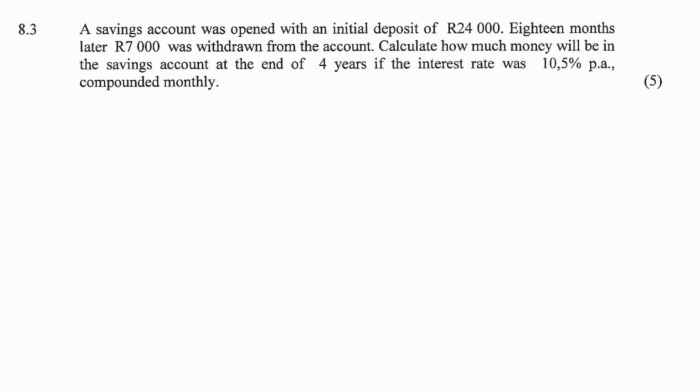A savings account was opened with an initial deposit of 24,000 Rand. Okay, so this is definitely for 5 marks. We're going to use a timeline. 18 months later, 7,000 Rand is withdrawn. Calculate how much money will be in the savings account if the interest rate is 10.5% per annum, compounded monthly. Okay, this one's not too bad. They're not changing the interest rate, and they're just doing a deposit and a withdrawal. Whereas we've done questions before where we do deposit, withdrawal, and we change the interest rate all at the same time. Okay, so let's just draw a basic little timeline.